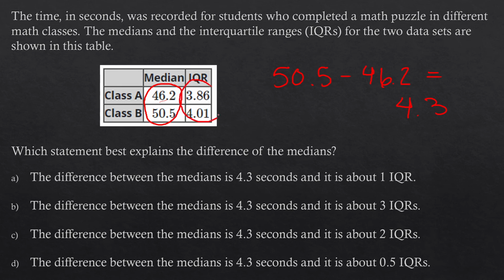If I look at my IQR, both of them are pretty close together. I'd round it to around 4. 4 is very close to 4.3, which means that it's about 1 interquartile range. If I was going from 0 on my number line all the way to 4.3, I'm starting at 0 and I'm moving up 4 spaces, this is my interquartile range right here. That is almost 1 interquartile range it takes me to get to the difference of my medians. So the difference between the medians is 4.3, and it is about 1 IQR.